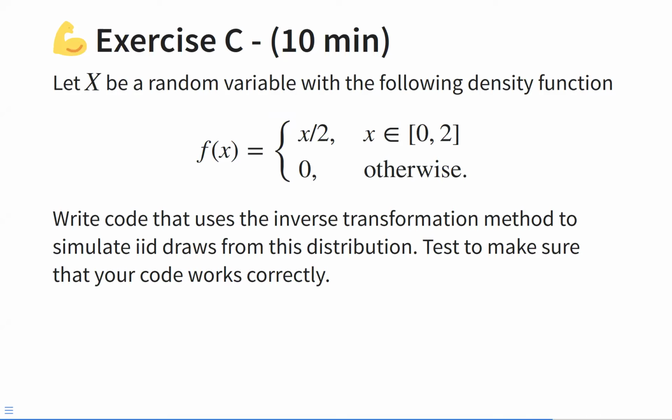So now it's your turn. I've only got one exercise for you this time, but I've given you a random variable with a sort of unusual density. This random variable may be one you've seen before, it may not be. You might like to draw a picture of that density to get an idea of what's going on. And what I would like you to do is to use the inverse transformation method to simulate IID draws from this distribution.